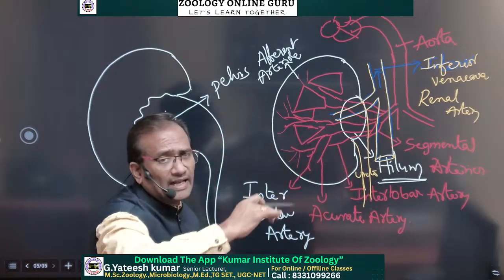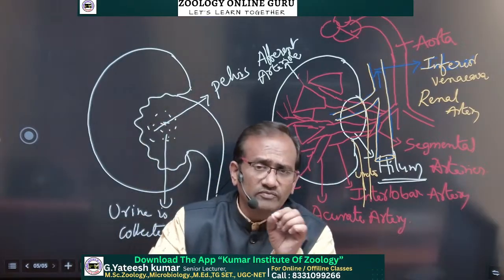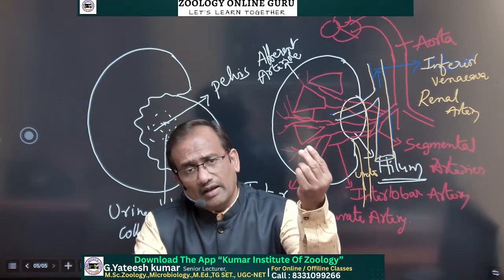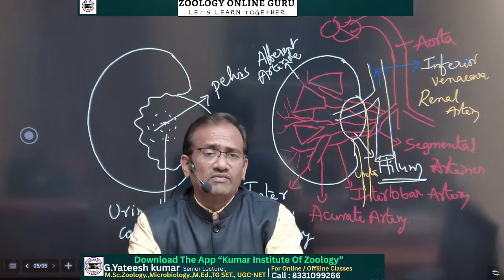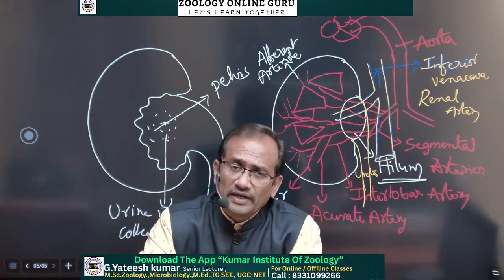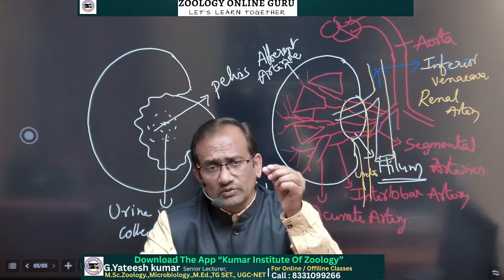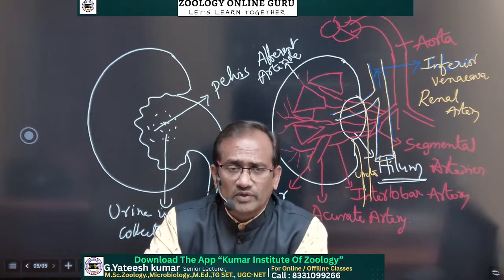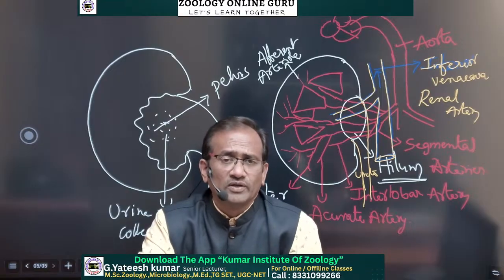So the hilum is responsible for entry of the artery, exit of the vein, and outcoming of the pelvis extending portion, that is called ureter. And both the ureters come down and open into the urinary bladder, and from the urethra the urine comes outside.